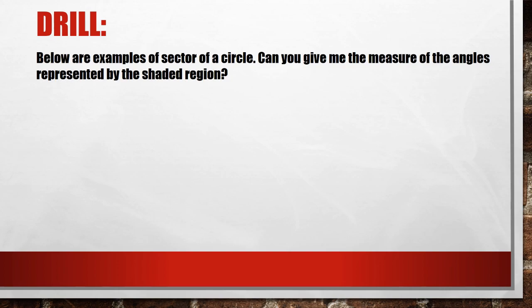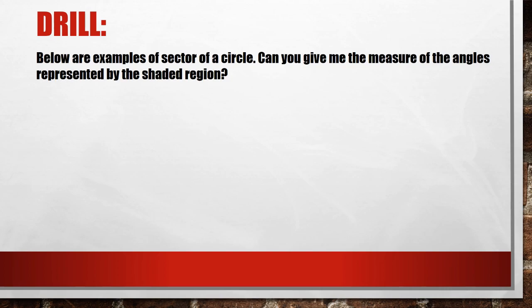Okay, so ngayon, let's have a drill. Below are examples of sector of a circle. Can you give me the measure of the angles represented by the shaded region? So, para ma-compute ninyo yung area of the sector, kailangan ma-determine ninyo yung measure of the angles. Kasi, di ba, importante yun.